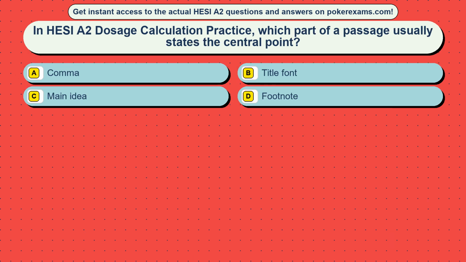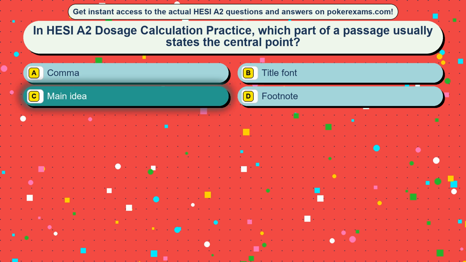Question 3. In HESI A2 dosage calculation practice, which part of a passage usually states the central point? Option A, comma. Option B, title font. Option C, main idea. Option D, footnote. The correct answer is option C, main idea.